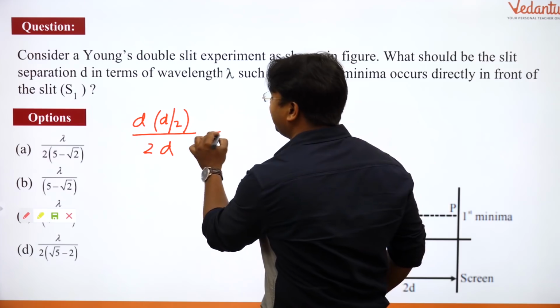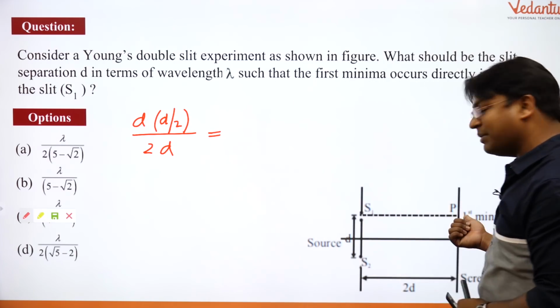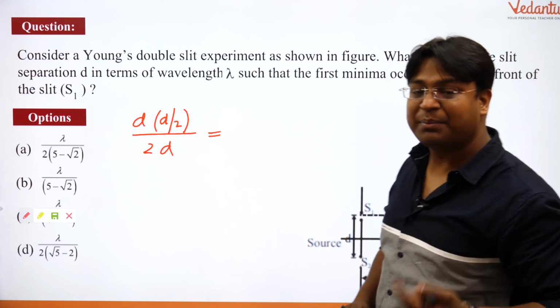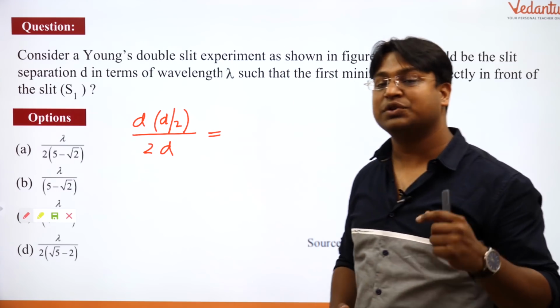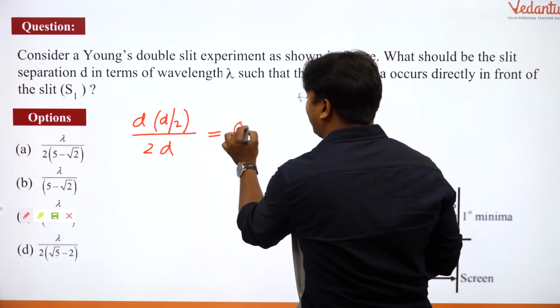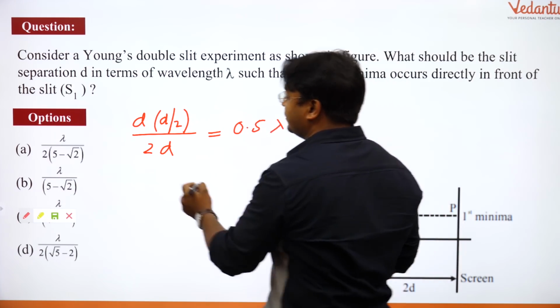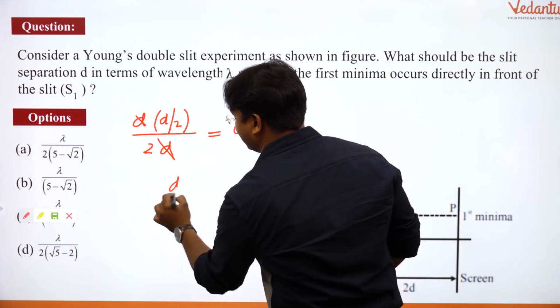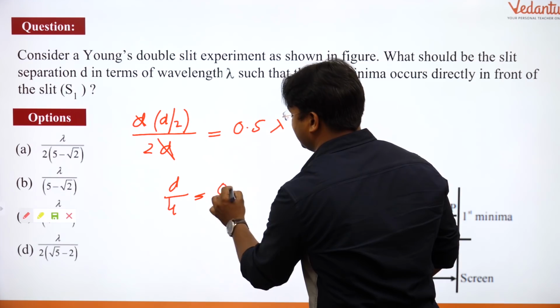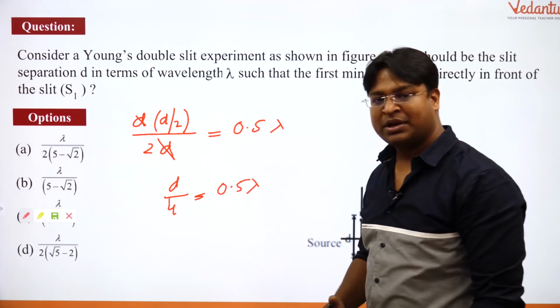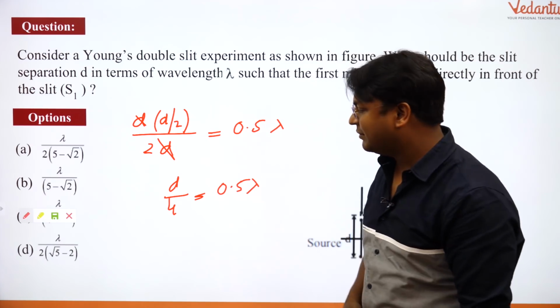And then with this path difference, we want the first minima to appear here. The first minima will appear when the path difference becomes equal to 0.5 times lambda. So if we solve this, what we are getting is d by 4 is equal to 0.5 lambda. So d should be equal to what? 2 times lambda?